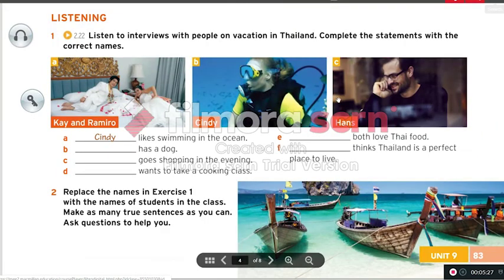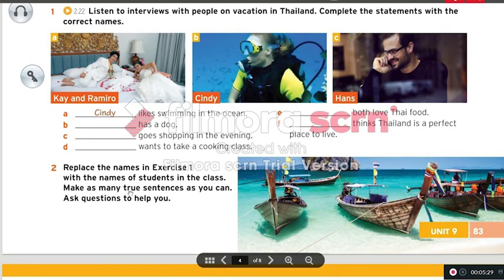Now, for the last exercise of today, we have replace the names in exercise 1 with the names of students in the class. Make as many true sentences as you can. Ask questions to help you. All right, so what you're gonna do here is that instead of writing Cindy, Kay, Ramiro, or Hans, you're gonna use the names of your classmates. You're gonna say Alexis, Maritza, Josue, America.